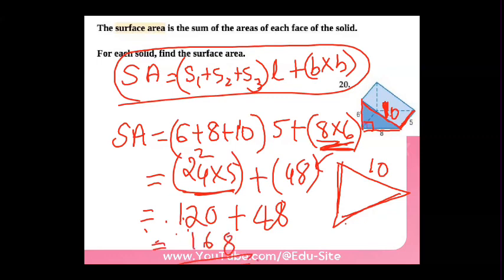This is your answer, okay? So 168 is the answer. If the answer differs, then only you can change this one, okay? If your teacher says that the answer is wrong, then you just have to change this part, base into height.